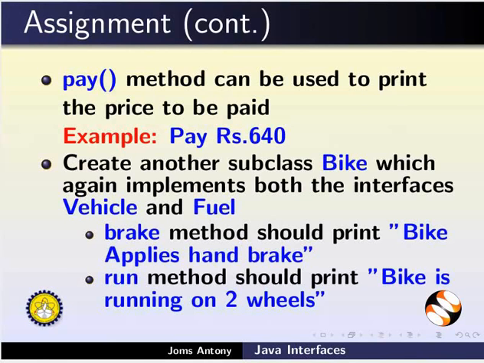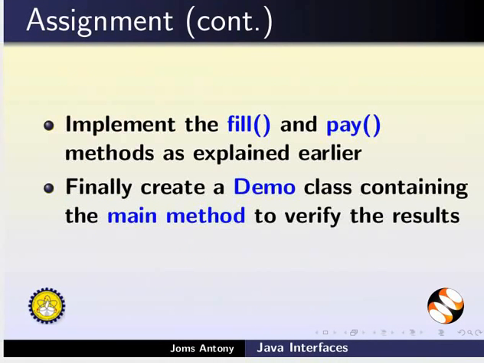Create another subclass Bike which again implements both the interfaces Vehicle and Fuel. Here the brake method can print "bike applies handbrake" and the run method can print "bike is running on 2 wheels". Next, implement the fill and pay methods as explained earlier. Finally, create a Demo class containing the main method to verify the results.